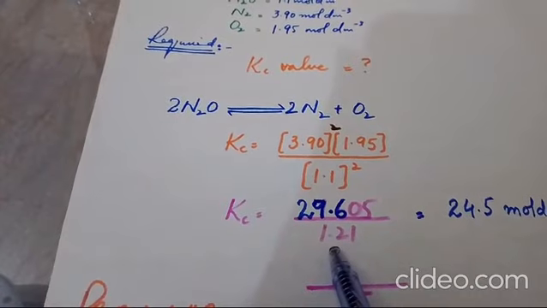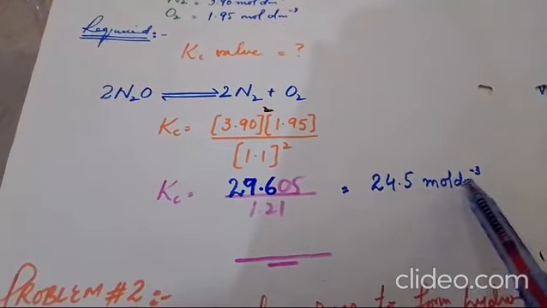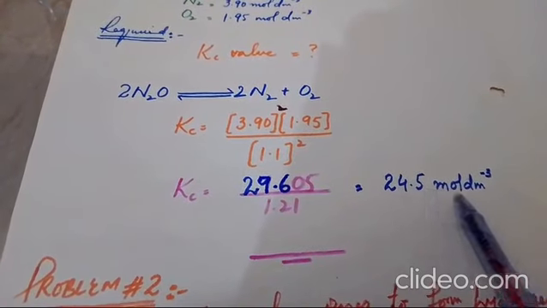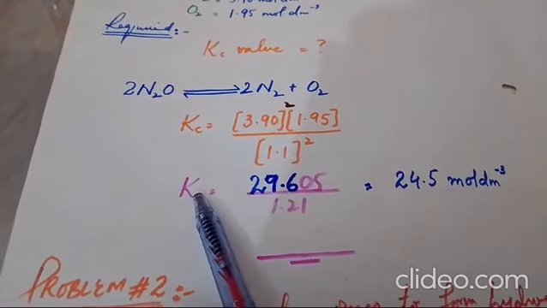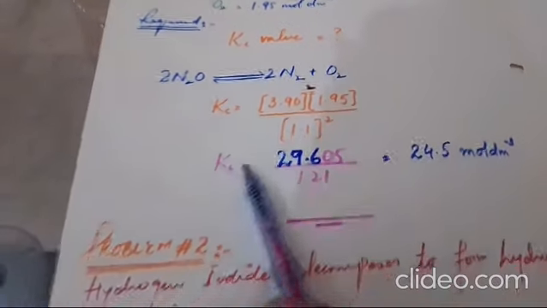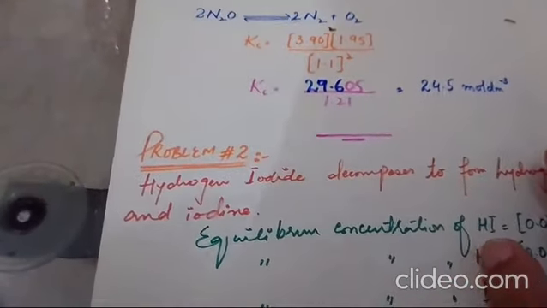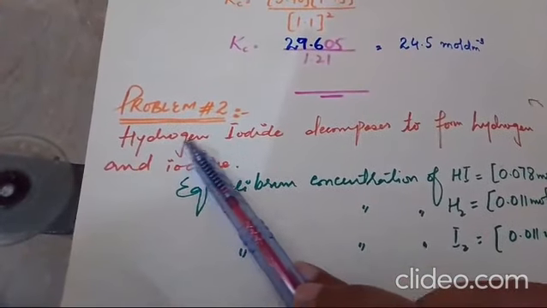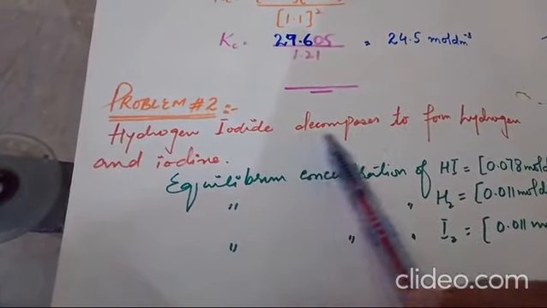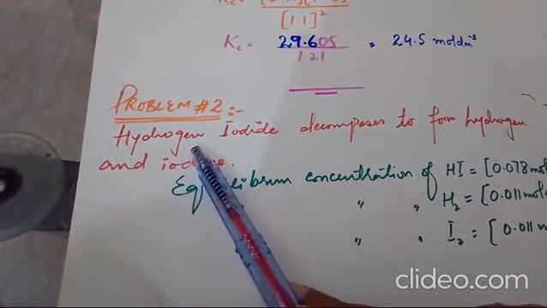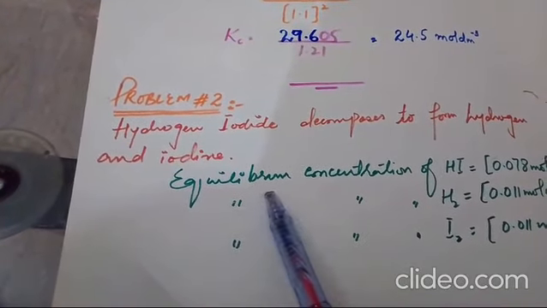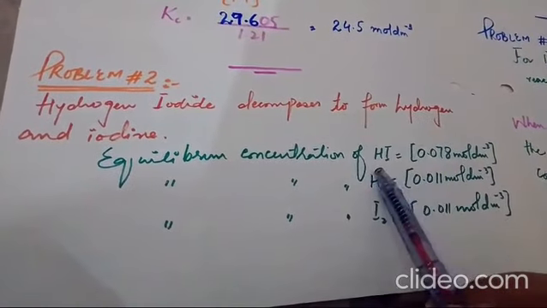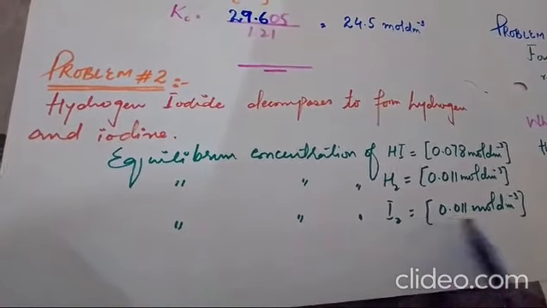So by solving this, we got 29.605 over 1.21, and our answer is 24.5 mole per decimeter cube, which is basically the value of Kc. This is our first problem. For better understanding, the second problem is: hydrogen iodide decomposes to form hydrogen and iodine. The equilibrium concentration of HI is this, and the equilibrium concentrations of H2 and iodine are this.